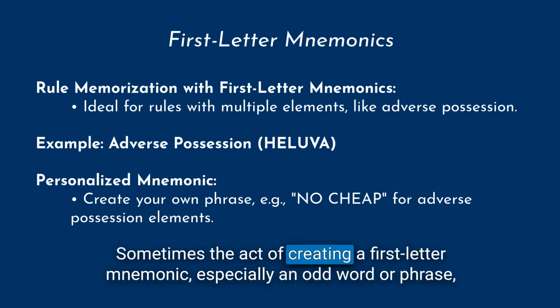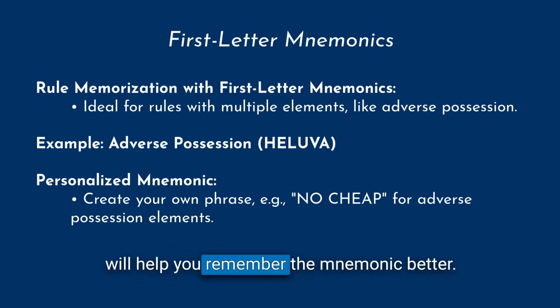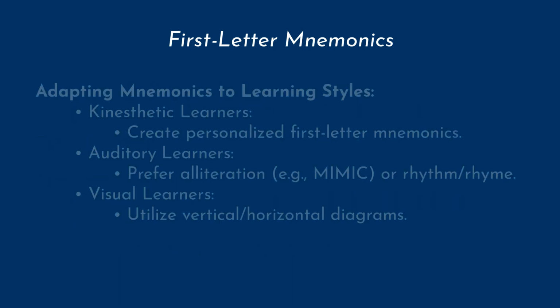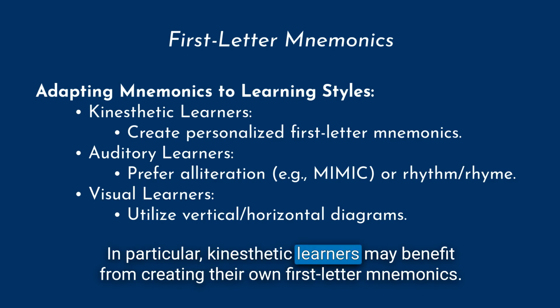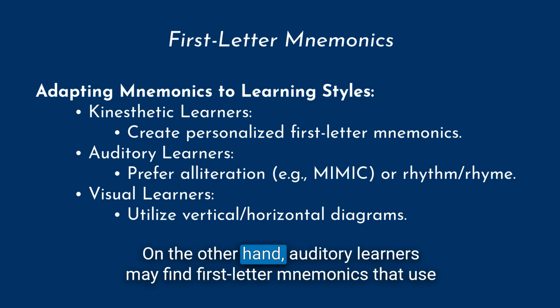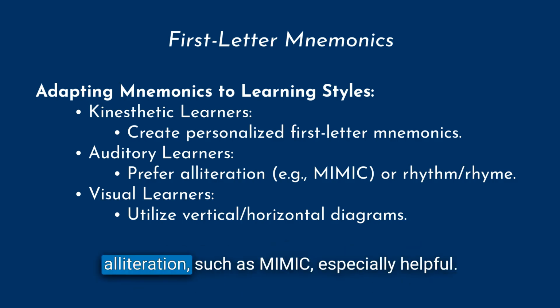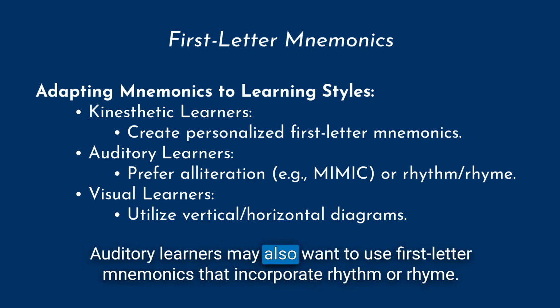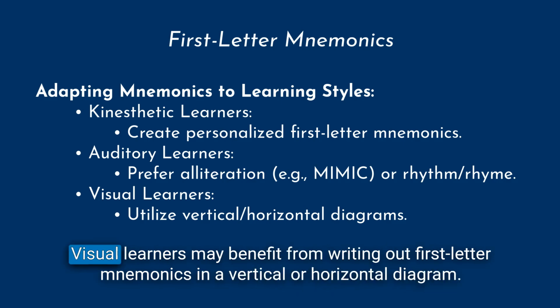Sometimes the act of creating a first letter mnemonic, especially an odd word or phrase, will help you remember the mnemonic better. In particular, kinesthetic learners may benefit from creating their own first letter mnemonics. On the other hand, auditory learners may find first letter mnemonics that use alliteration, such as mimic, especially helpful. Auditory learners may also want to use first letter mnemonics that incorporate rhythm or rhyme. Visual learners may benefit from writing out first letter mnemonics in a vertical or horizontal diagram.